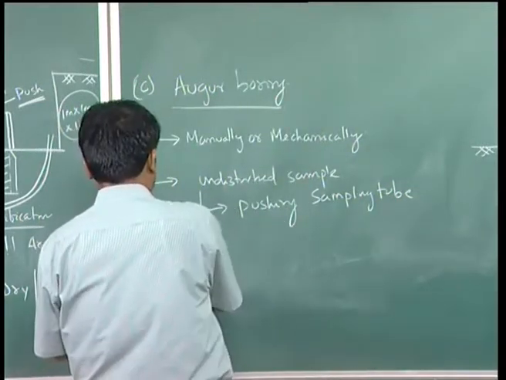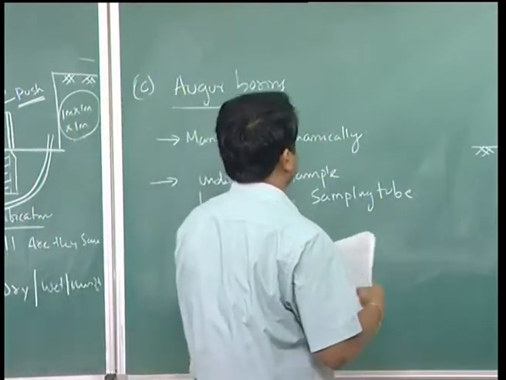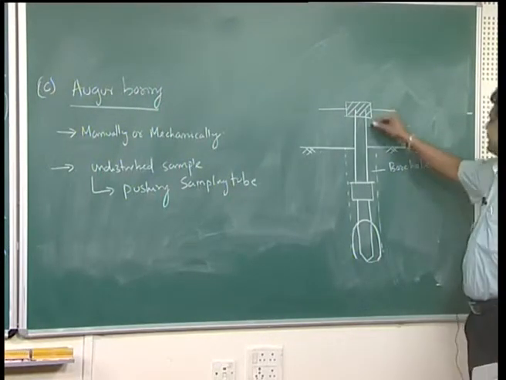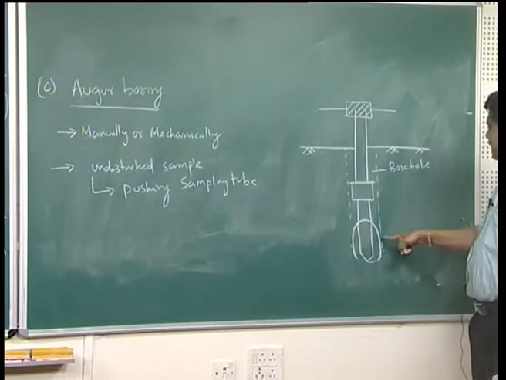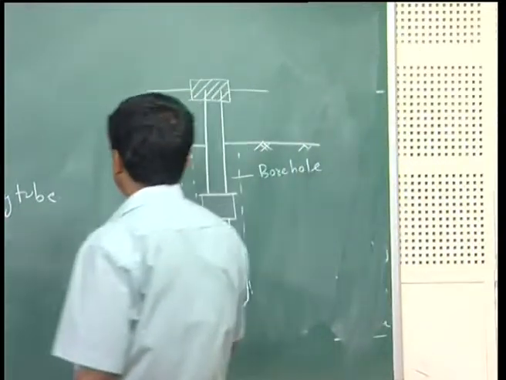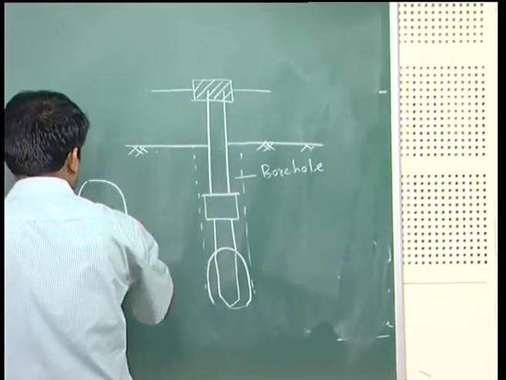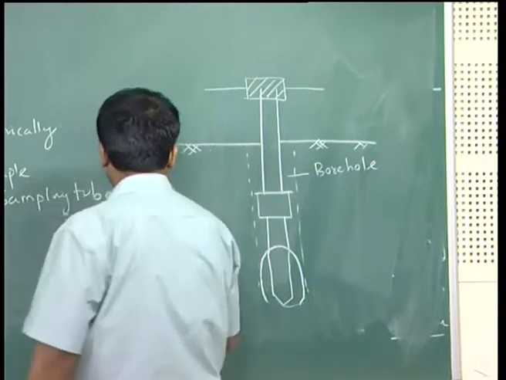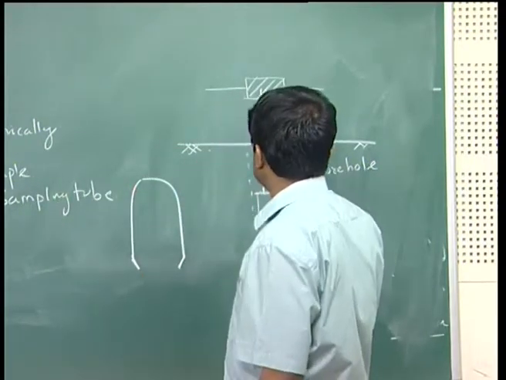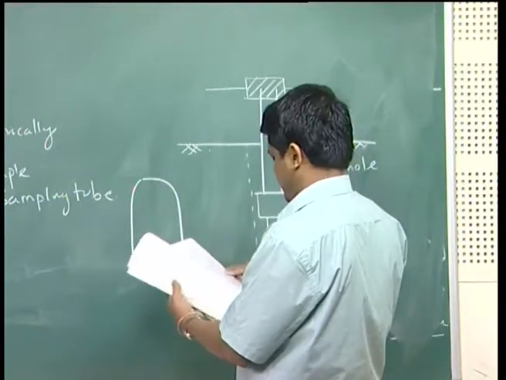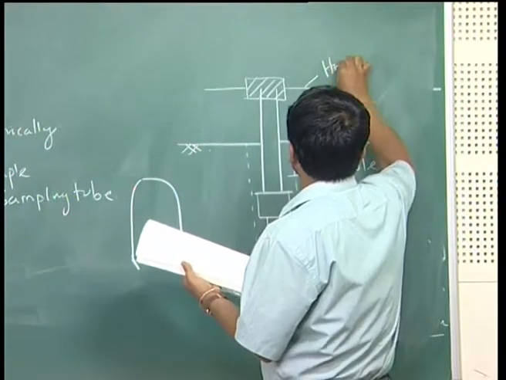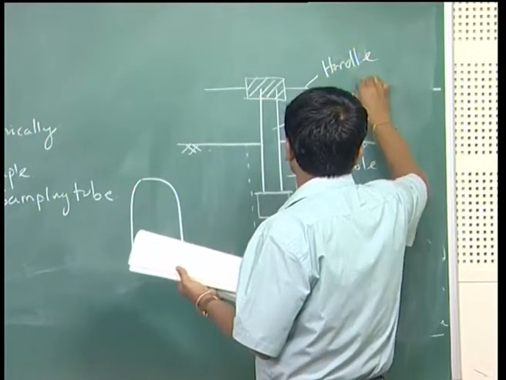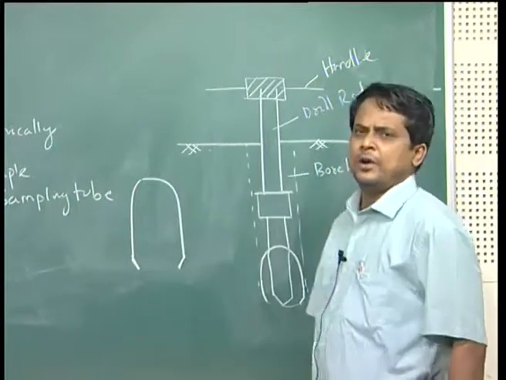Now, if you look at this auger boring, generally this may be manually or mechanically done. This is a drill rod shaft, it is connected by means of an auger. This auger is of this kind of shape, with a slightly cutting edge at the end. Once it goes inside by means of the drill rod, this is your handle and this is your drill rod. You can do it manually or mechanically.